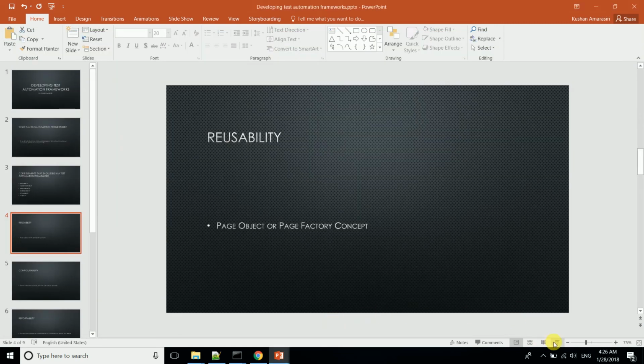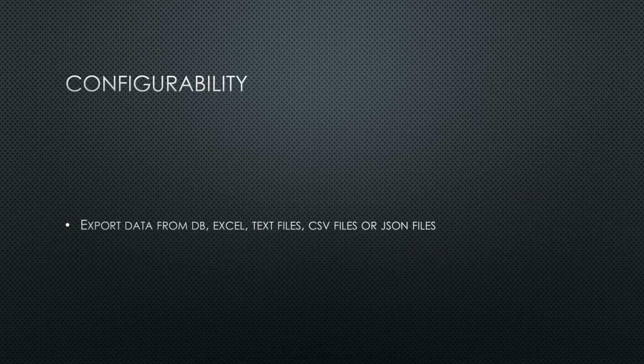Next, let's move into configurability. Configurability is where we don't hard code the URL, the user logins, or the environmental data. We try to separate data from the automation script logic. For example, we can export data from a database, Excel sheets, text files, CSV files, or JSON files. So do keep in mind, if you use Selenium or any other automation tool and you want to design a test automation framework, make it configurable.